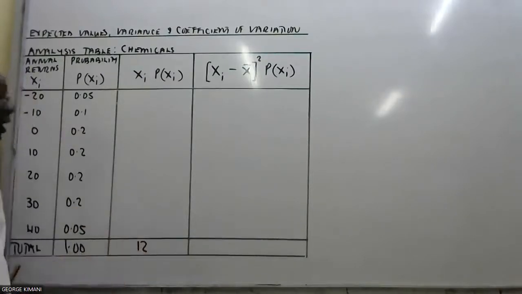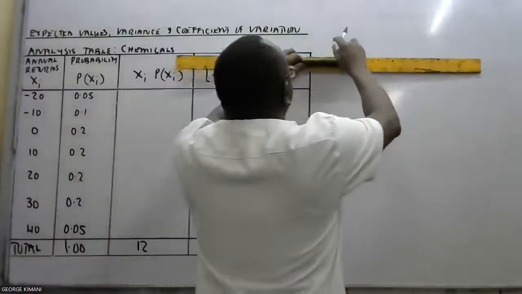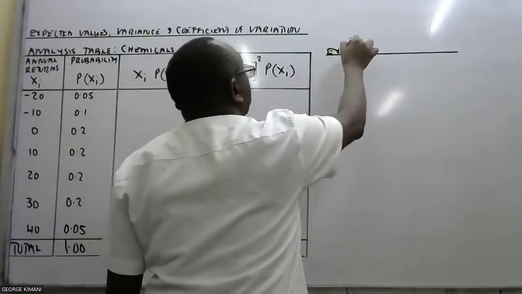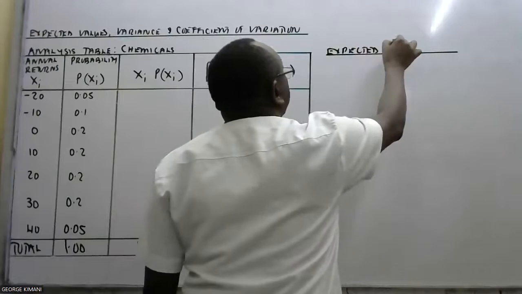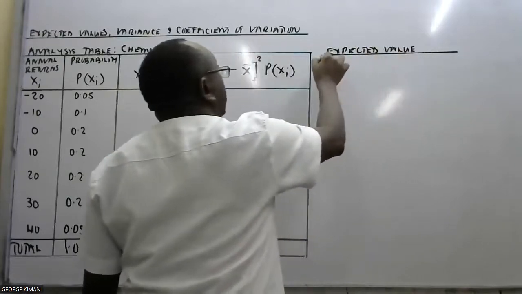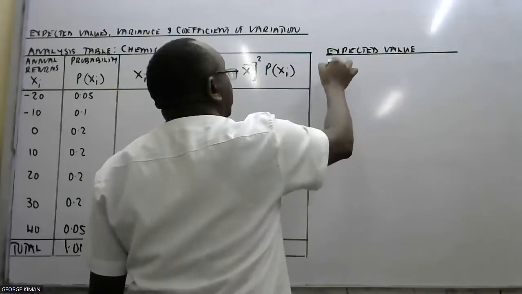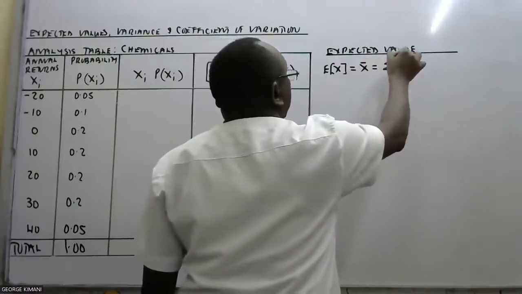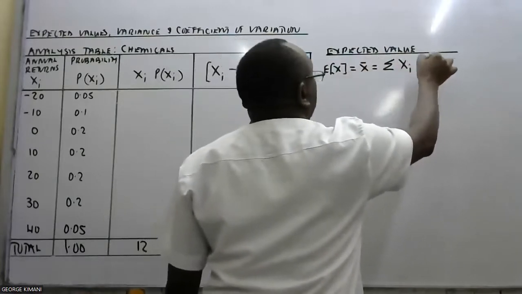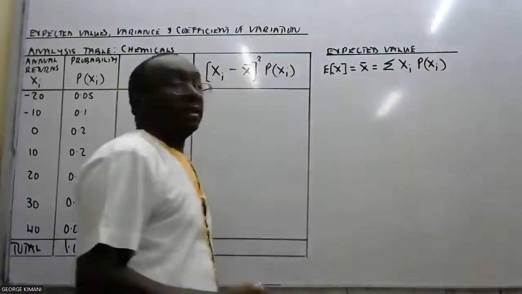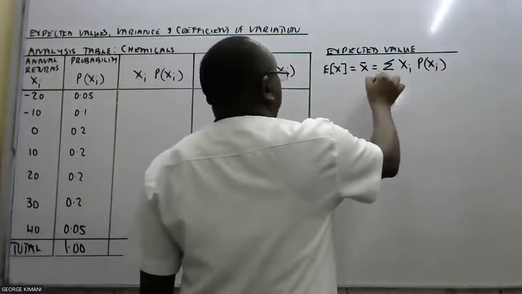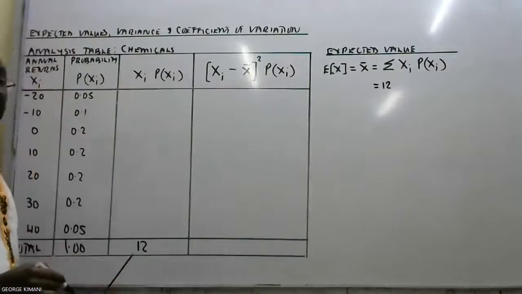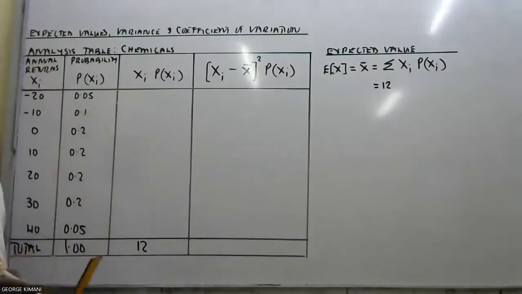Now, down there, you know the table, and you can get the expected value. This expected value is given as E of X, which is also X bar, and is given as the sum of Xi multiplied by probability of Xi. And this is the one that we have gotten, 12. That's how you get the expected value. You just multiply the probabilities with the values.